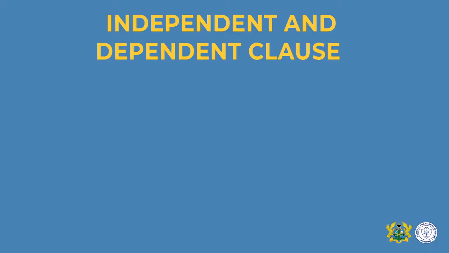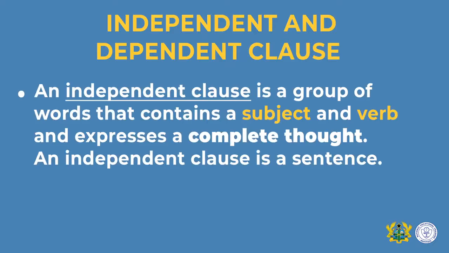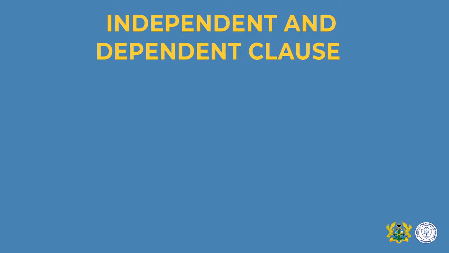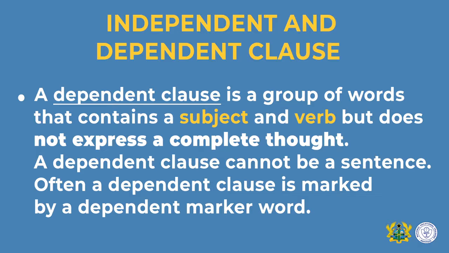Independent and dependent clause. An independent clause, we have said, is a group of words that contains a subject and a verb and expresses a complete thought. An independent clause is a sentence. An example is, Kofi studied in the room for his examinations. On the other hand, the dependent clause is a group of words that also contains a subject and a verb, but does not express a complete thought. A dependent clause cannot be a sentence.